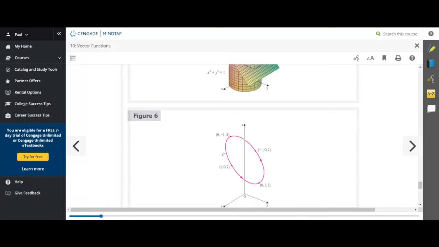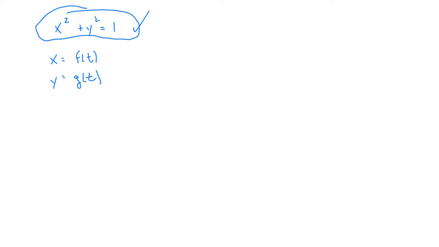If x squared plus y squared equals 1, then we could let x equal something and y equal something. Here's what I'm trying to say. Let me say it another way. We know that x squared plus y squared equals 1, always. I want x to be a function of t and y to be a function of t. And I need functions of t that are going to satisfy this restriction.